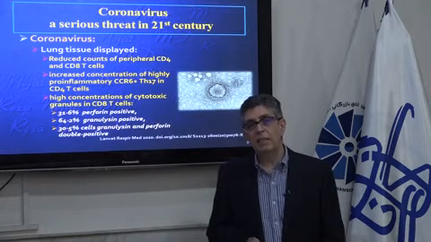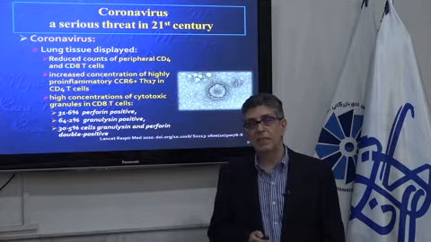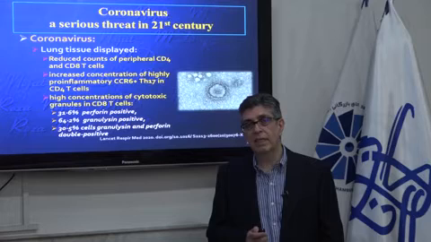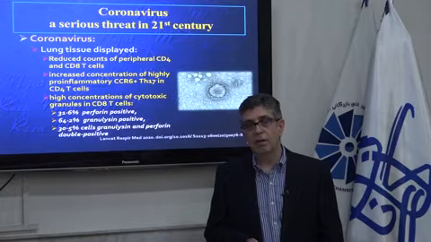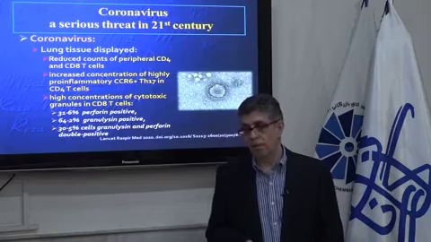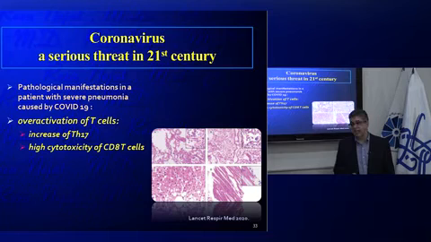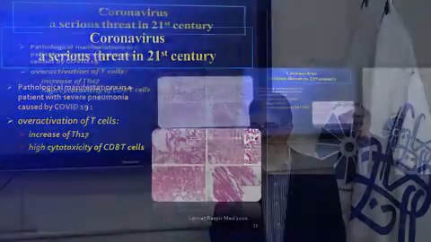CD4 and CD8 T cells are deficient, but T helper 17 dominates within the lymphocytes that are circulating within our body when the disease occurs. In COVID-19, the overacting T cells are T helper 17. Do not forget giant cells and do not forget T helper 17 for the next slides.